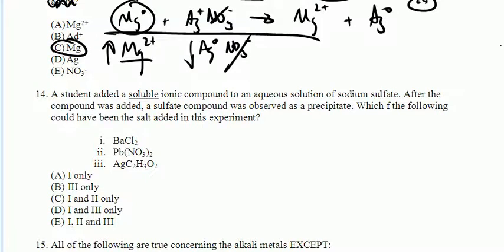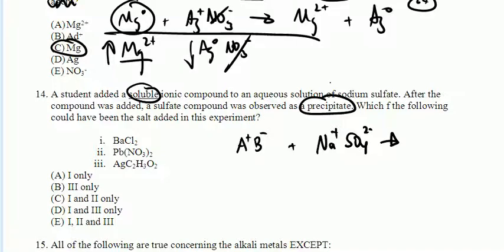A student added a soluble ionic compound to an aqueous solution. So some compound, A+ and B minus, that's soluble, so I see my ions, was added to a solution of sodium sulfite. After the compound was added, a sulfate compound was observed as a precipitate. So we've got some compound that contains sulfate. Which of the following could have been added?